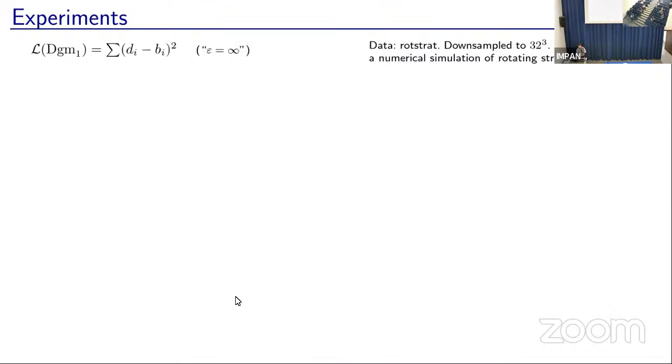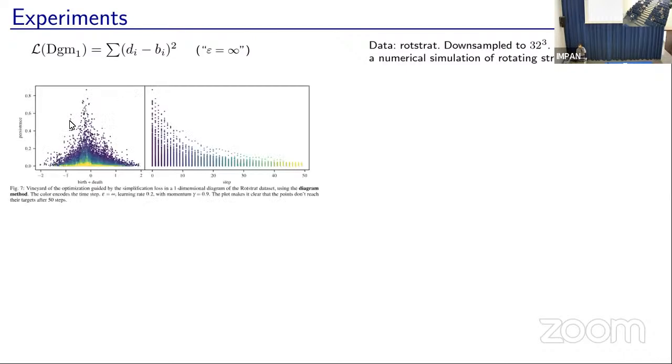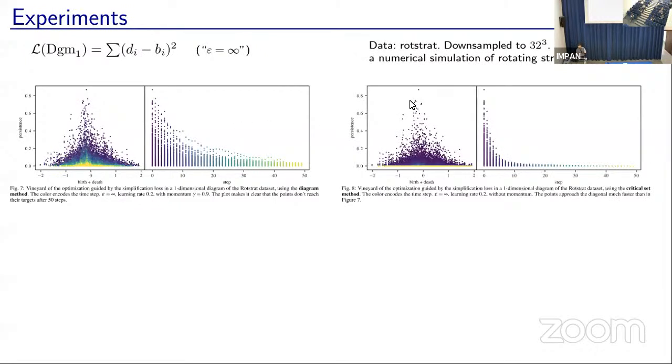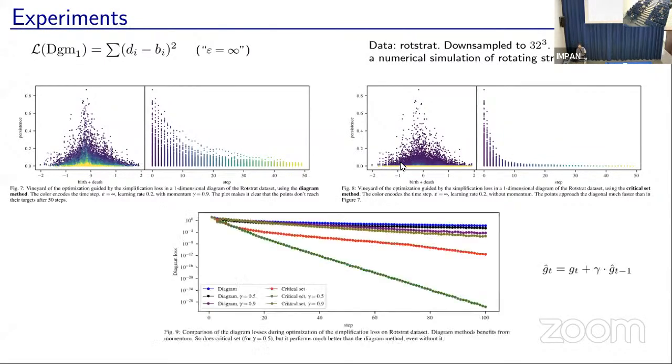So another example is simplification, right? Where we're just trying to get rid of all the points now in the one-dimensional persistence diagram. This is a case that we don't know how to treat theoretically. And this is the diagram method. The idea is that all these points should go to zero, but the fact that you see yellow in this slice means that not all of them reach the diagonal. On the other hand, if you follow the critical set method, then everything just shoots down to the diagonal, right? Everything immediately, it's a much, much steeper decline. You simplify virtually everything. And it's completely obvious from the loss plots. Because this is a logarithmic scale.